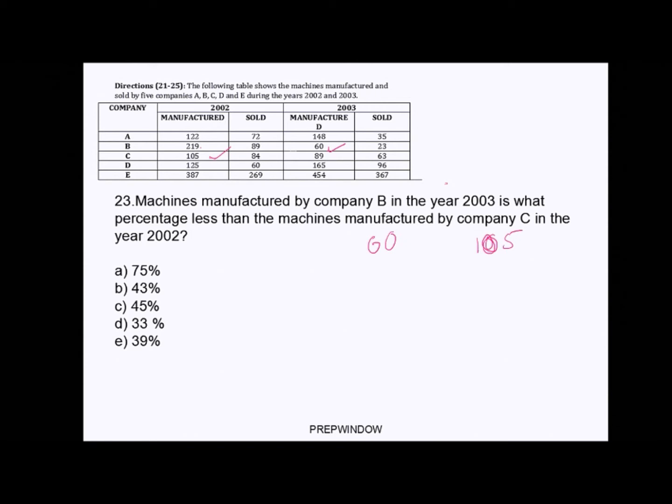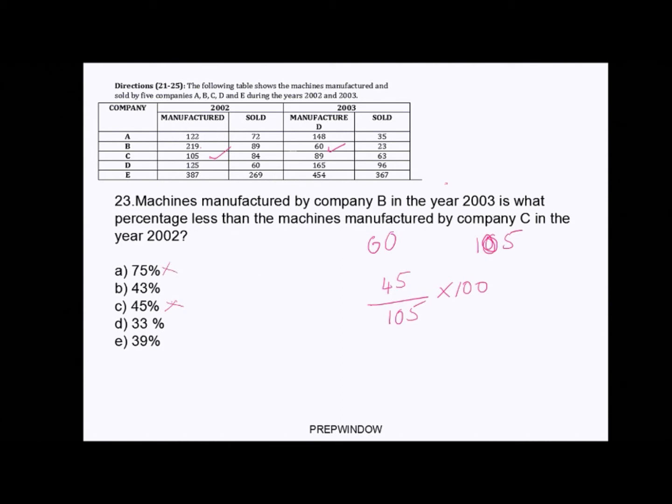Now you should find the difference between these two values, greater number minus smaller number, that is 45, which is your numerator. The denominator is the number which comes after "than", that is the second number, 105, into 100. So 45 divided by 105 into 100. If you are very good in calculation, you will know that the answer should be less than 45%. The answer cannot be equal to 45%, because only if it is 100 do 100 and 100 cancel and the answer is 45%. But here the denominator is more than 100, so the answer will be lesser than 45%.